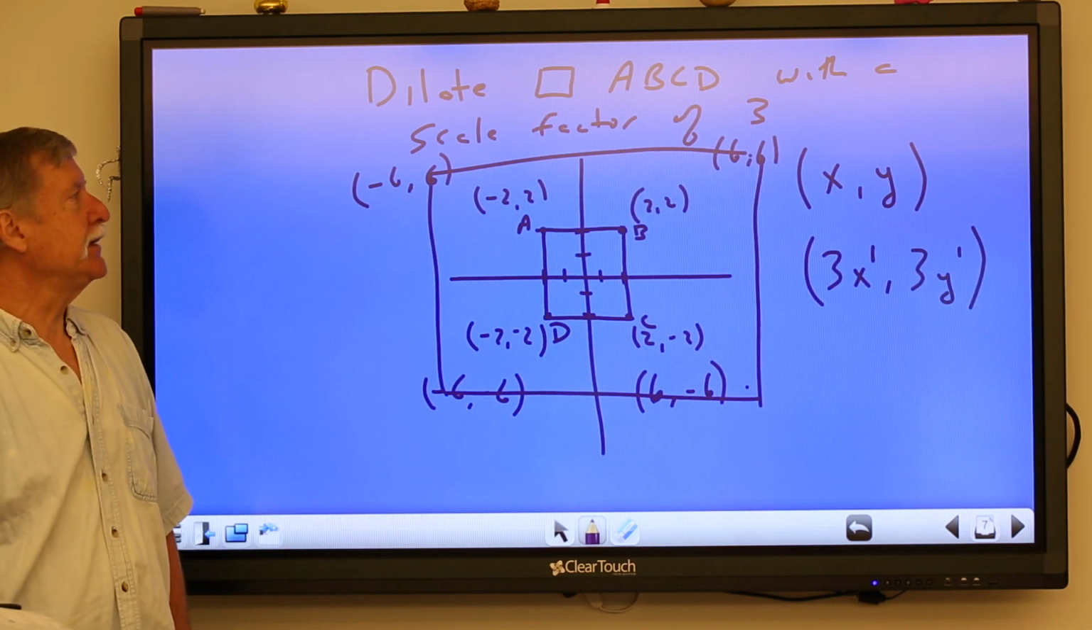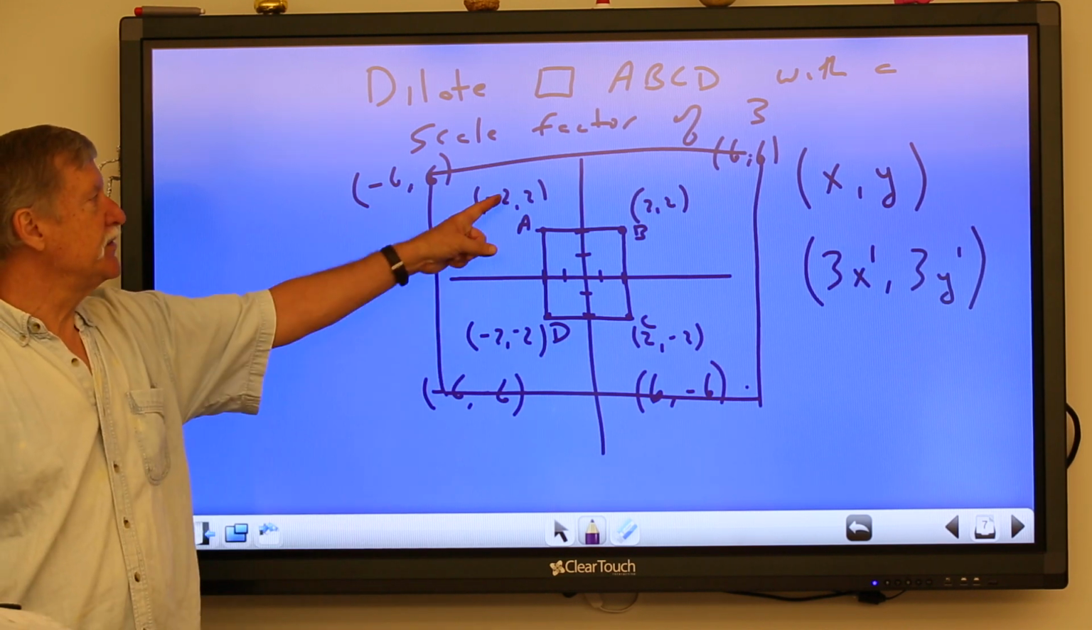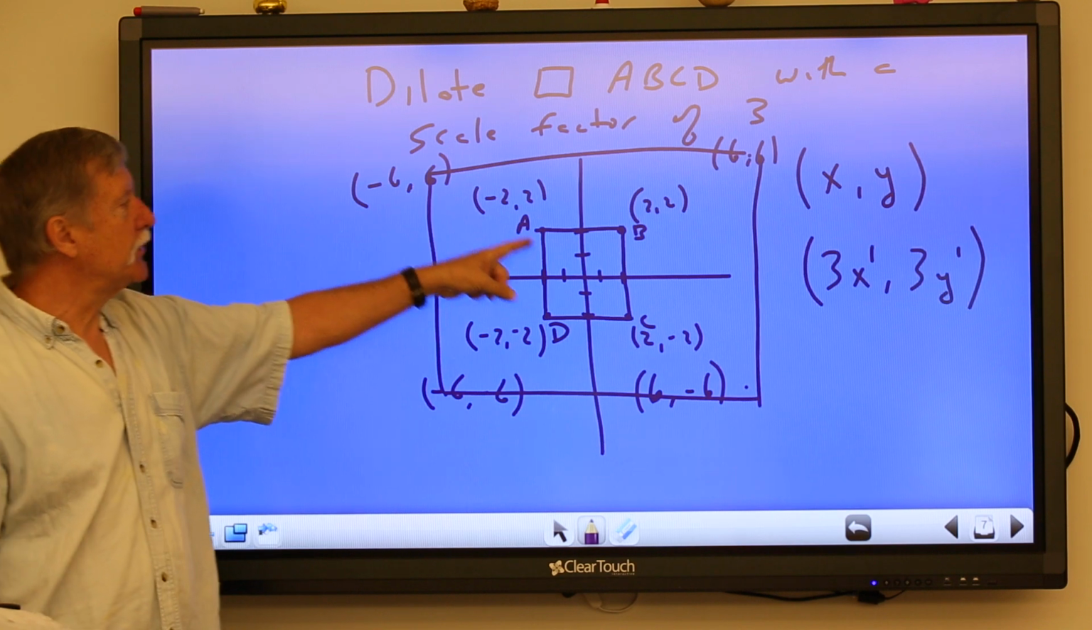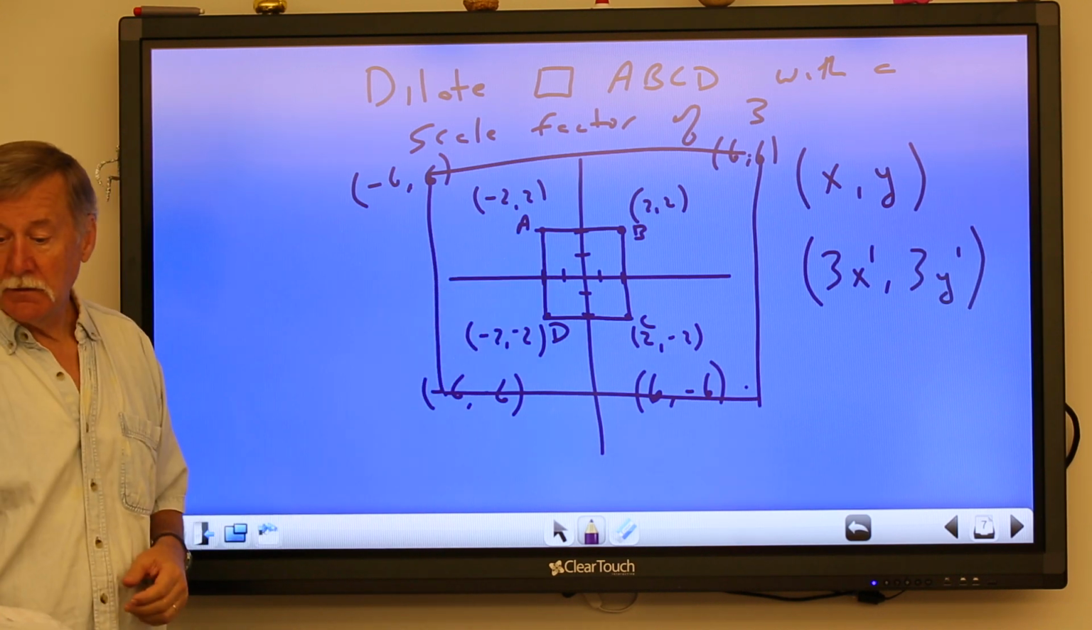If I were going to shrink it, then I'd multiply by a fraction. Each of these points would get multiplied by a fraction and would go down, and you'd wind up with a smaller object. All right?